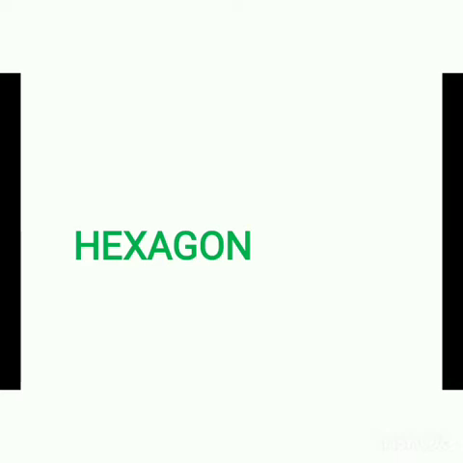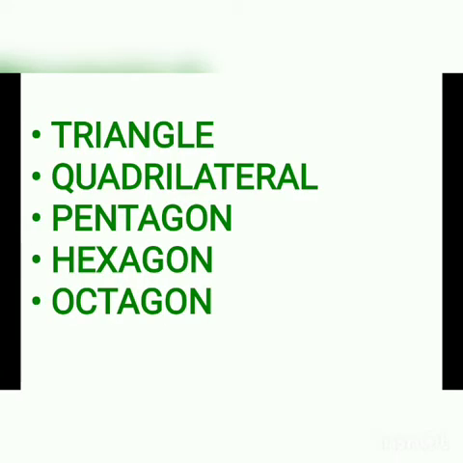So how many sides are here? 1, 2, 3, 4, 5, 6, 7, 8. So this is an eight-sided polygon. And what is the name of an eight-sided polygon? Octagon. So a three-sided polygon is known as a triangle. A four-sided polygon is known as a quadrilateral. Five-sided, pentagon. Six-sided, hexagon. And eight-sided, octagon.